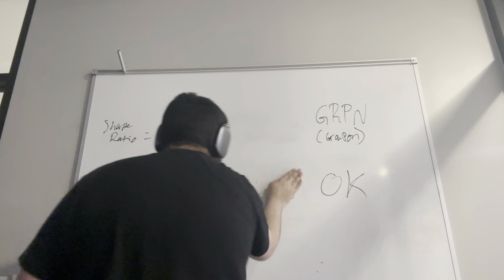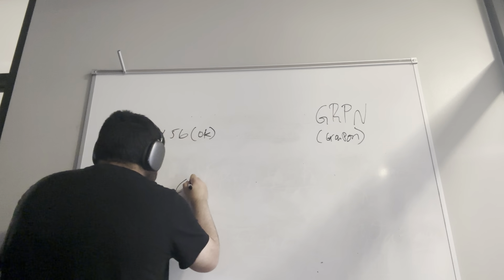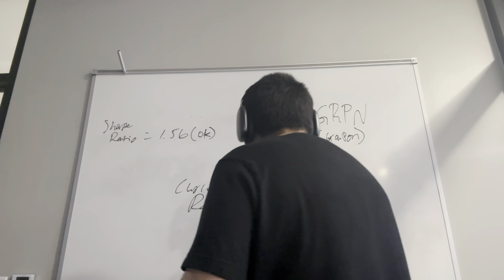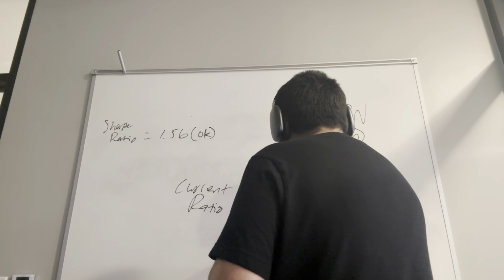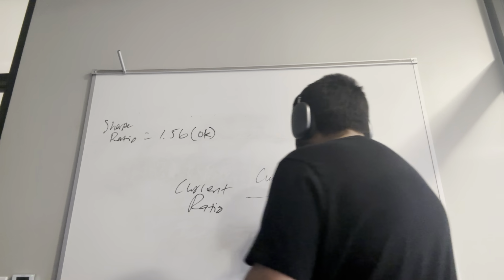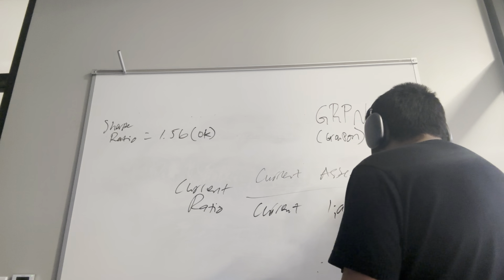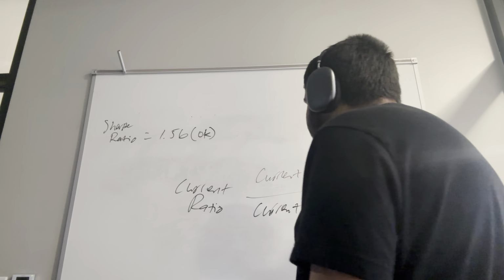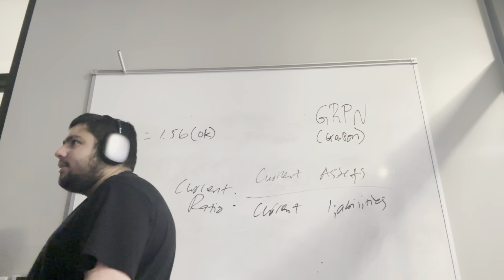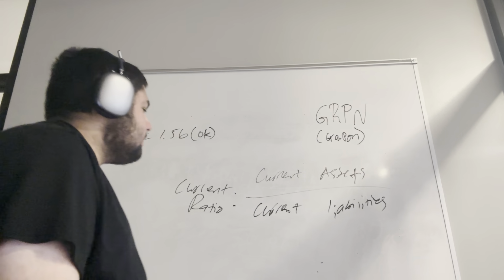So that's fine. Now we're going to do the current ratio, which is the current assets over the current liabilities. And what does this tell us? This tells us, if the company were to be liquidated and totally sold off, how are they able to meet their debt obligations?